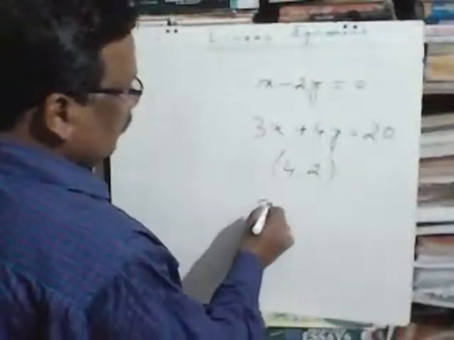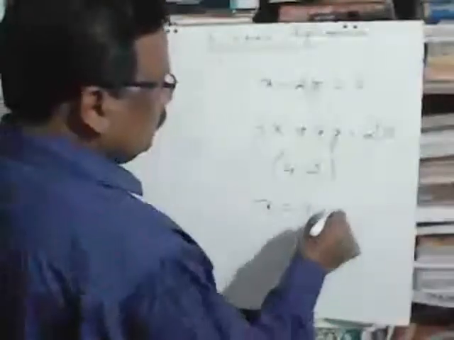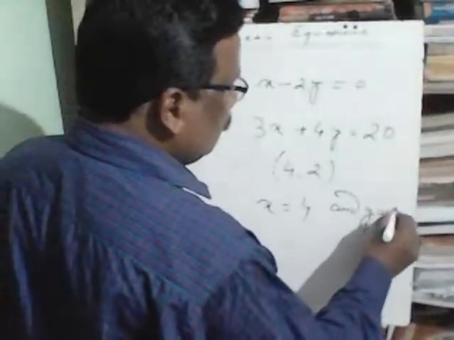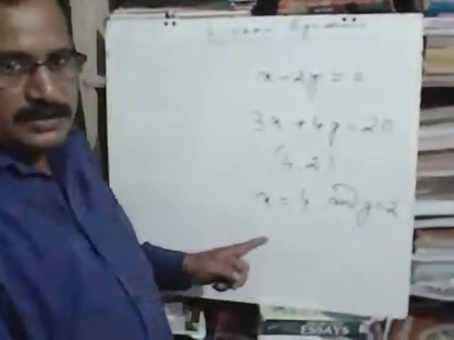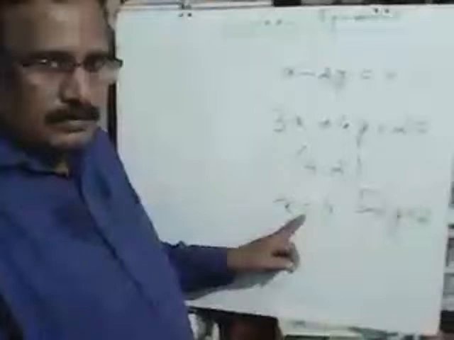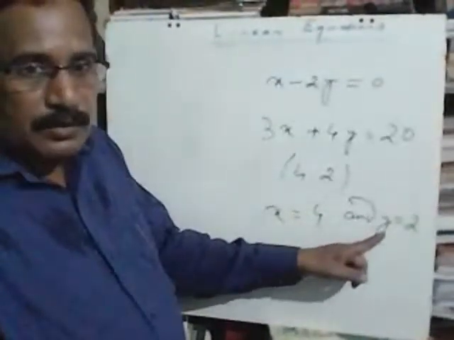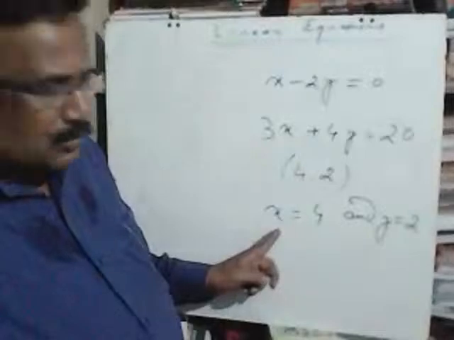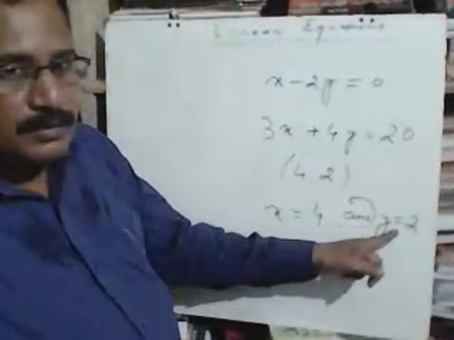It means x equal to 4 and y equal to 2. This is the solution. x equal to 4 and y equal to 2. That's the solution.